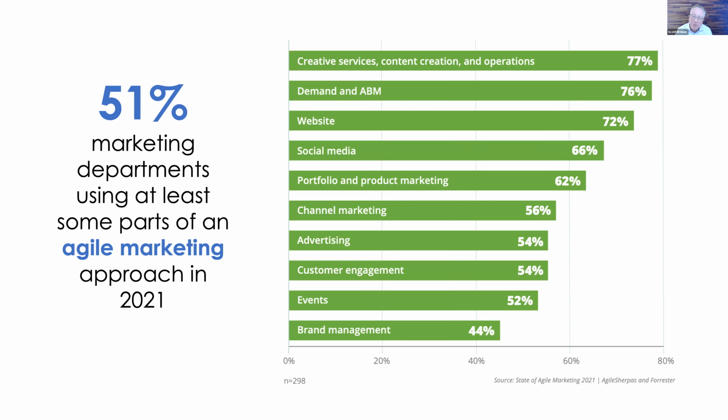The group Agile Sherpas does a lot of research on agile marketing adoption. Just this past year, for the first time, more than half of the companies they engaged with reported that they had at least some parts of an agile marketing approach in 2021. So hopefully, to re-emphasize one more time, the technology is great, but the real success with your Martech stack is the people and process capabilities you put around that.